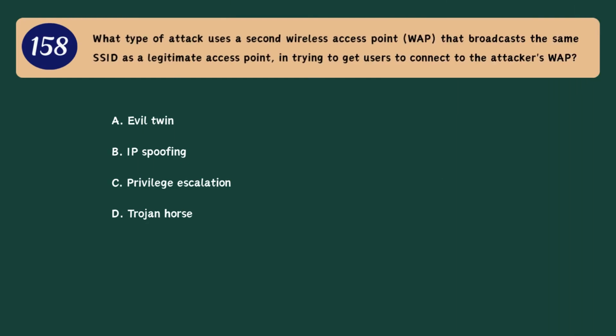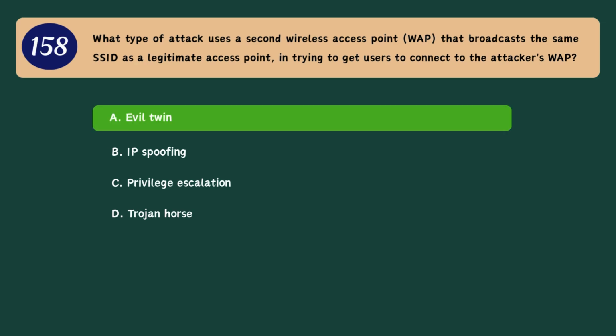Question 158. What type of attack uses a second wireless access point, WAP, that broadcasts the same SSID as a legitimate access point in trying to get users to connect to the attacker's WAP? A. Evil twin. B. IP spoofing. C. Privilege escalation. D. Trojan horse.